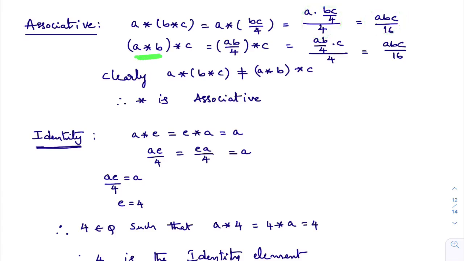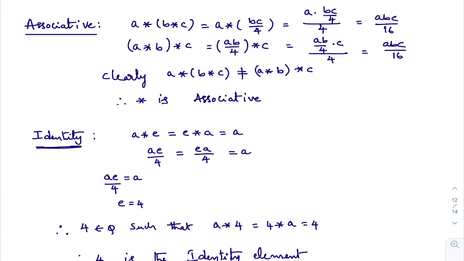Similarly, I'll calculate (a star b) star c. What is a star b? A star b is ab by 4, as defined. Now ab by 4 star c. The star operation between these two elements is multiplying this element into this element divided by 4. This is nothing but abc by 16. So abc by 16 is the same as abc by 16.